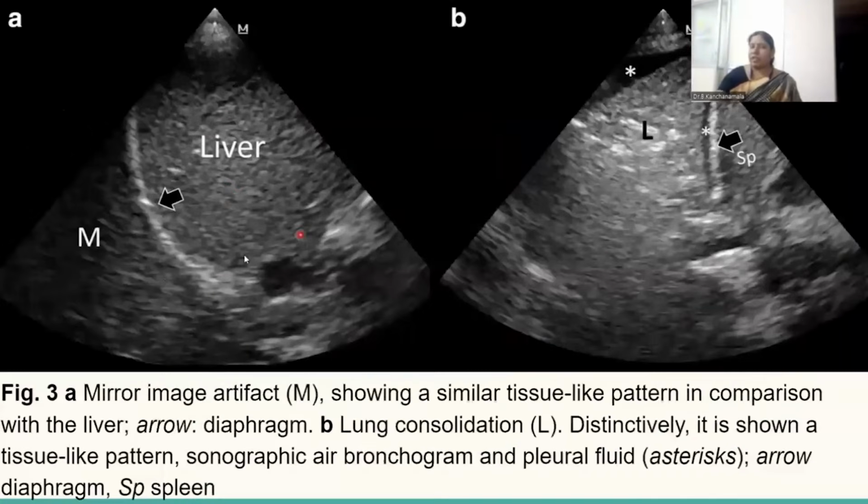Here we have another artifact where there is mirror imaging of the liver. So this area also shows a solid structure, but this is not so. It is just the artifact that is produced by the liver. And here we see that there is an air bronchogram which is present and fluid collection around the area. So we may misinterpret it as a pleural effusion, but here it could be just a reactive pleural fluid that is present secondary to the consolidation in the lungs.